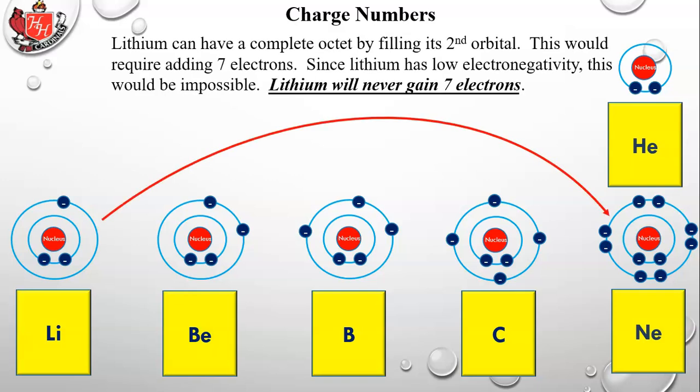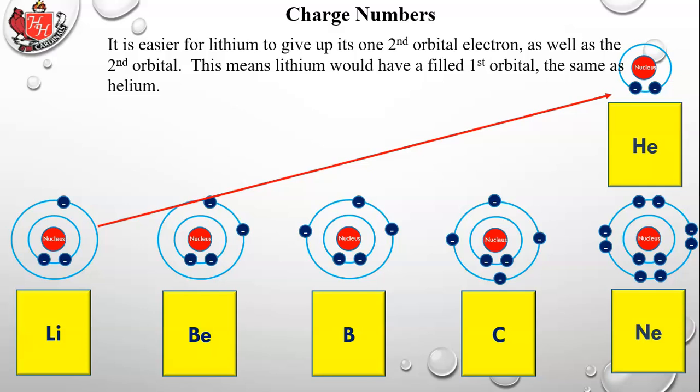So how can lithium have a full octet, a full valence orbital? And we just talked about this. Lithium can have a complete octet by filling its second orbital. This would require adding 7 electrons. Since lithium has low electronegativity, that is the ability to pull in electrons, this would be impossible. So lithium will never do this. It will never gain 7 electrons.